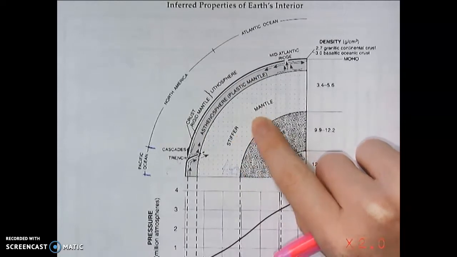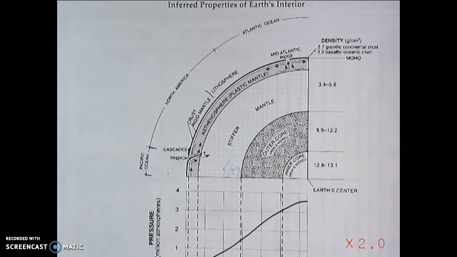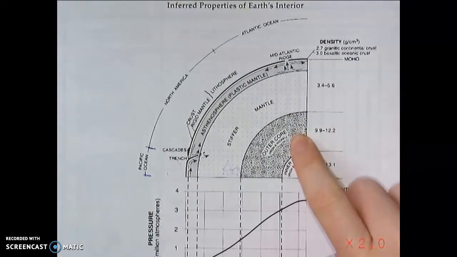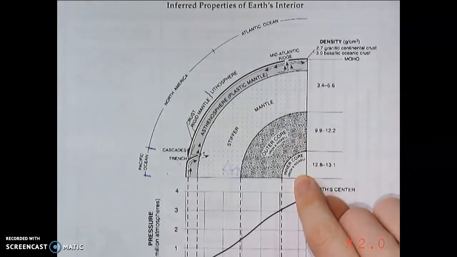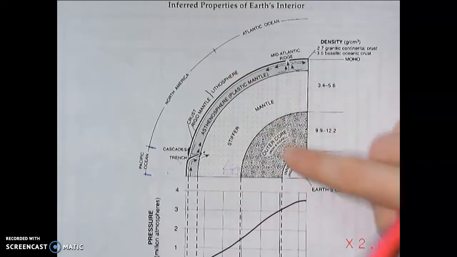Then down here, this is the stiffer mantle, because it's what it sounds like. It's a little bit more stiff. It's a little bit more rigid. It's still technically considered a liquid, but it doesn't move as easily as most liquids that you might think of. Underneath the mantle, we have the outer core, and then underneath the outer core, we have the inner core. So there's really 4 main layers. There's the crust, the mantle, the outer core, and the inner core.